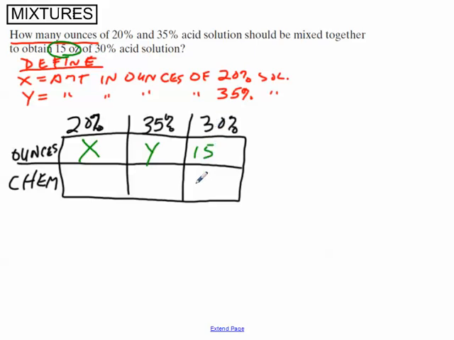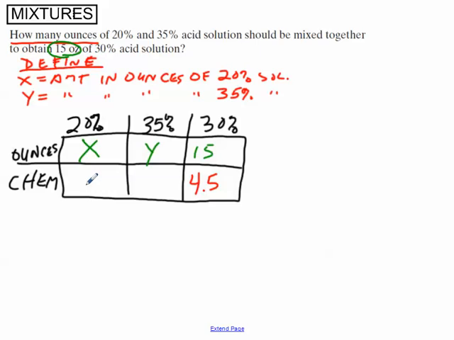30% times 15 is 0.3 times 15, which is 4.5. And I changed colors because this green is going to be one equation. The red's going to be another equation. So what goes down here?